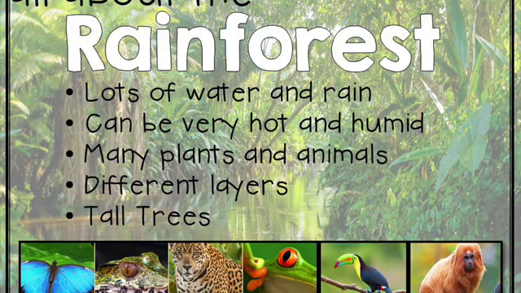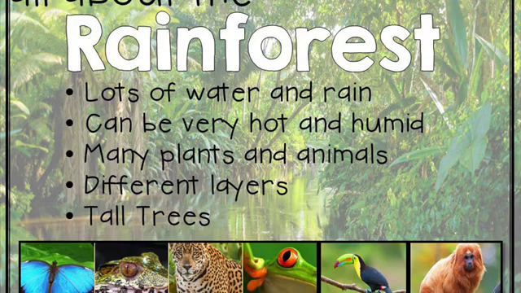There are different layers to the rainforest. Different layers. Does that make you think of anything that we've learned about before? If you're thinking the deciduous forest, you're right. We learned that the deciduous forest also has 5 layers, and different animals and plants live amongst those layers.